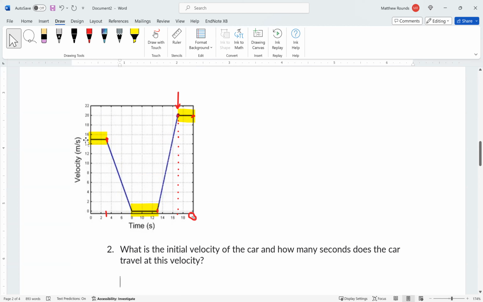It's 15, but like you said, times 0, so it's 0. It's 15. Its velocity is 15 meters per second at time 0. Okay. 15 meters per second.